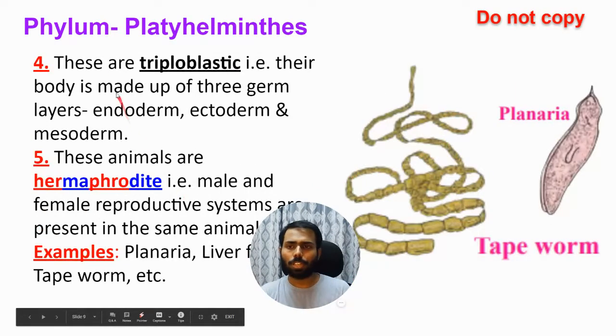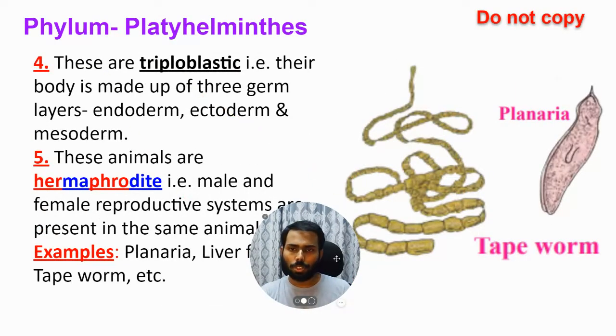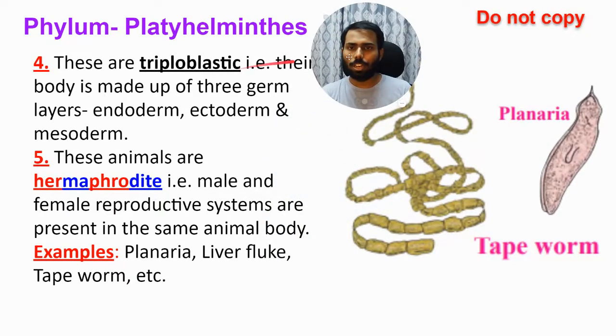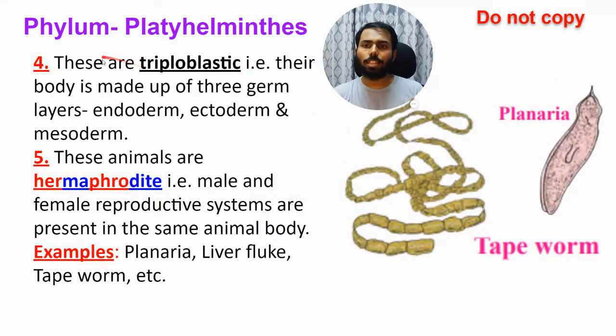Okay. Point number 4 says they are triploblastic. Triploblastic यानी क्या? Their body is made up of 3 germ layers. One is endoderm, then second is ectoderm, third is mesoderm. Okay, so तीनों layers जब present होंगे तब ट्रिप्लोब्लास्टिक बोलेंगे. सिर्फ 2 layers present होंगे तो हम डिप्लोब्लास्टिक बोलेंगे. 3 यानी 3, D यानी 2.